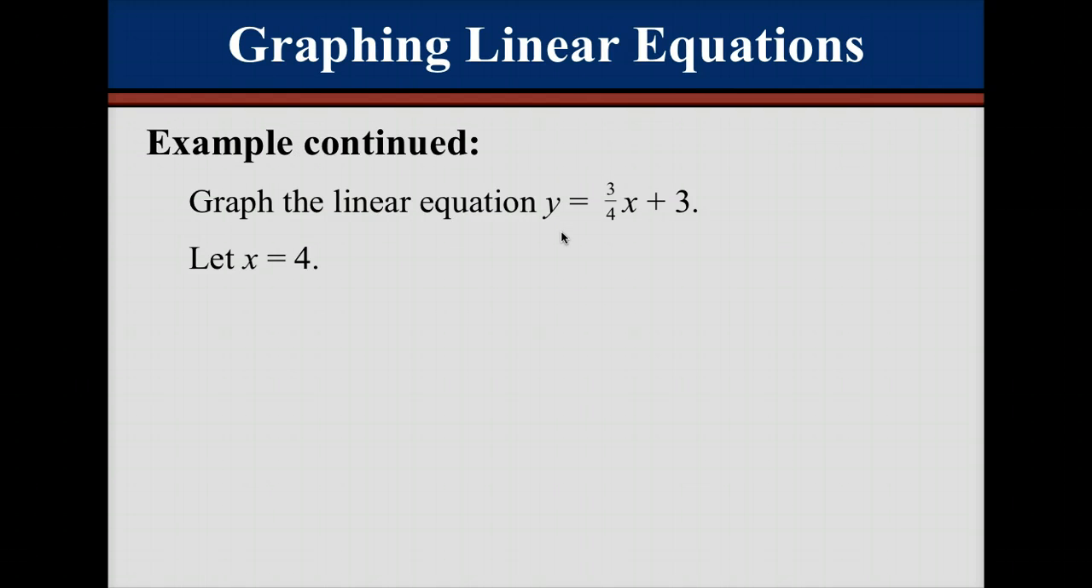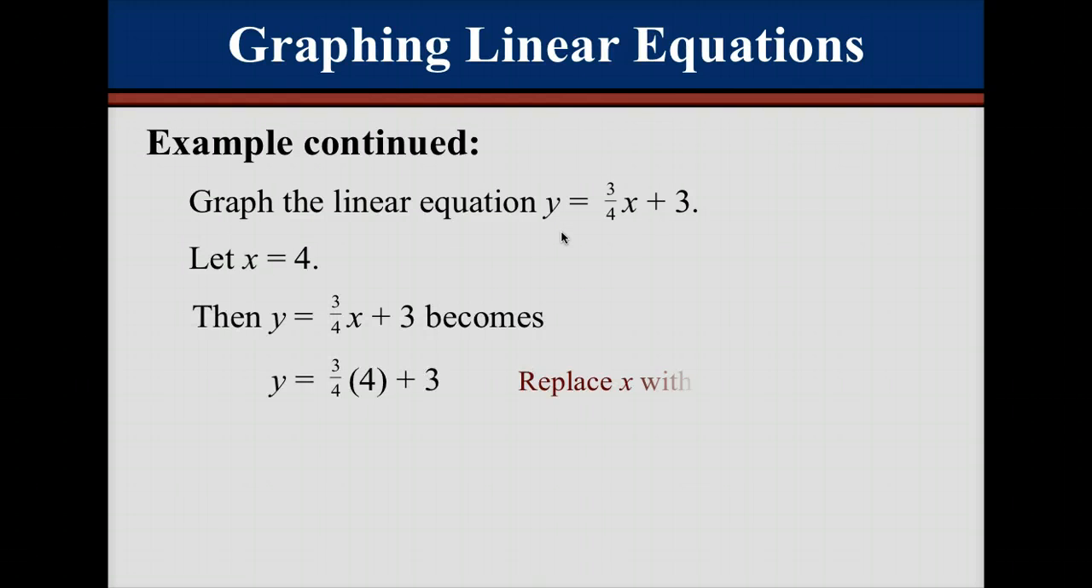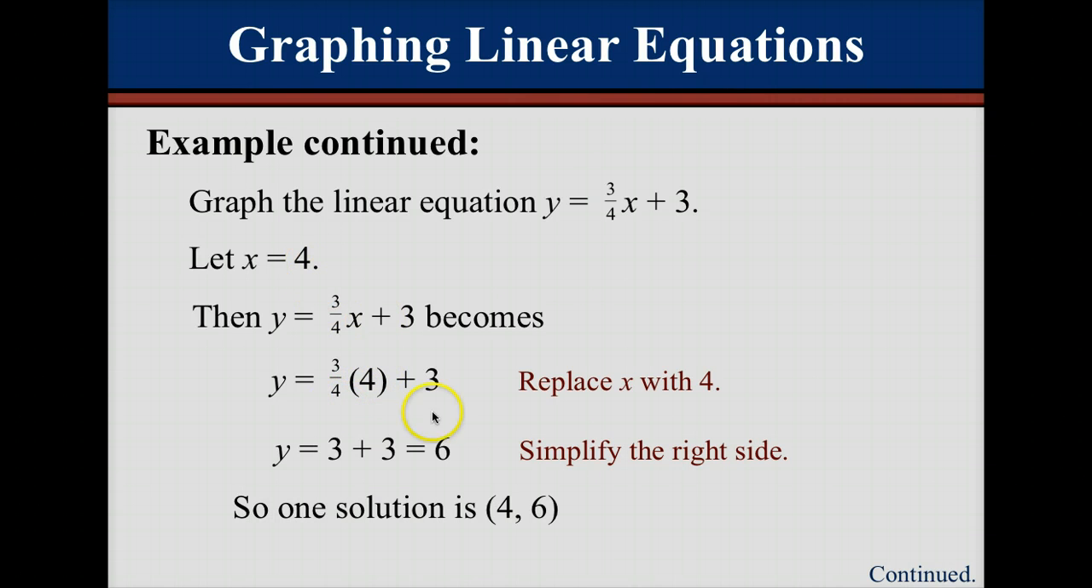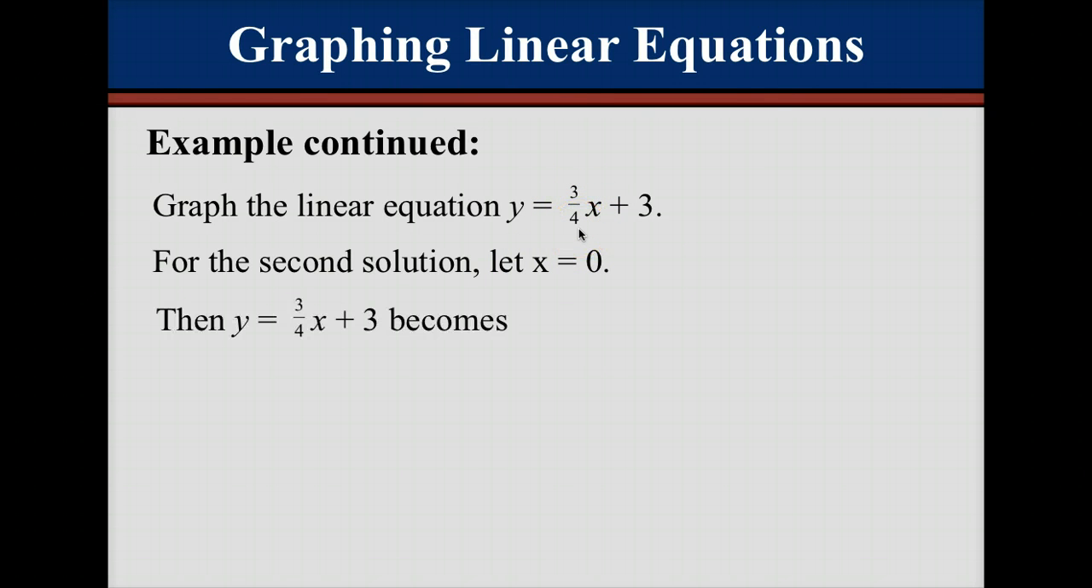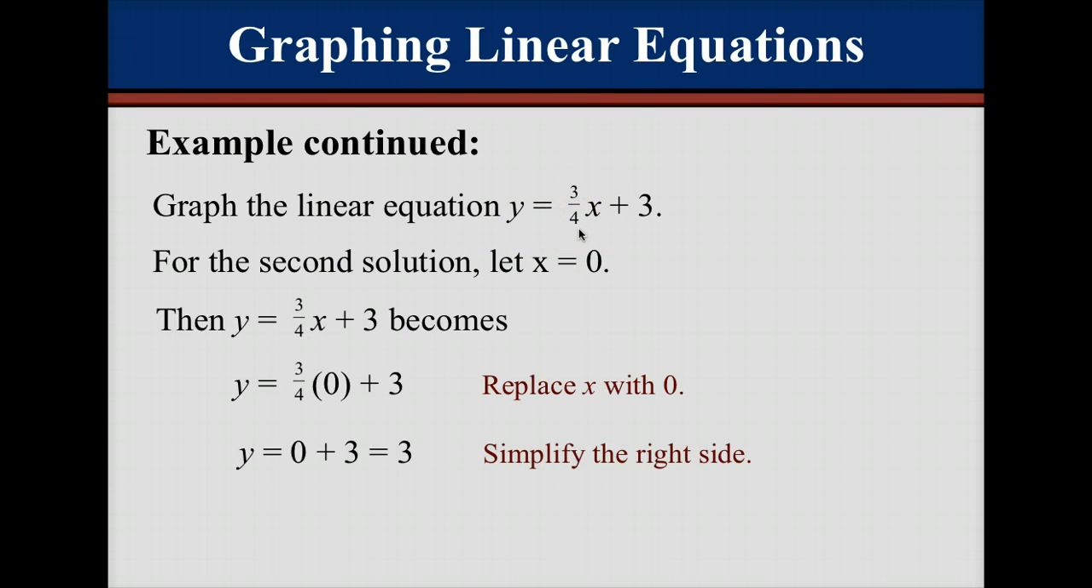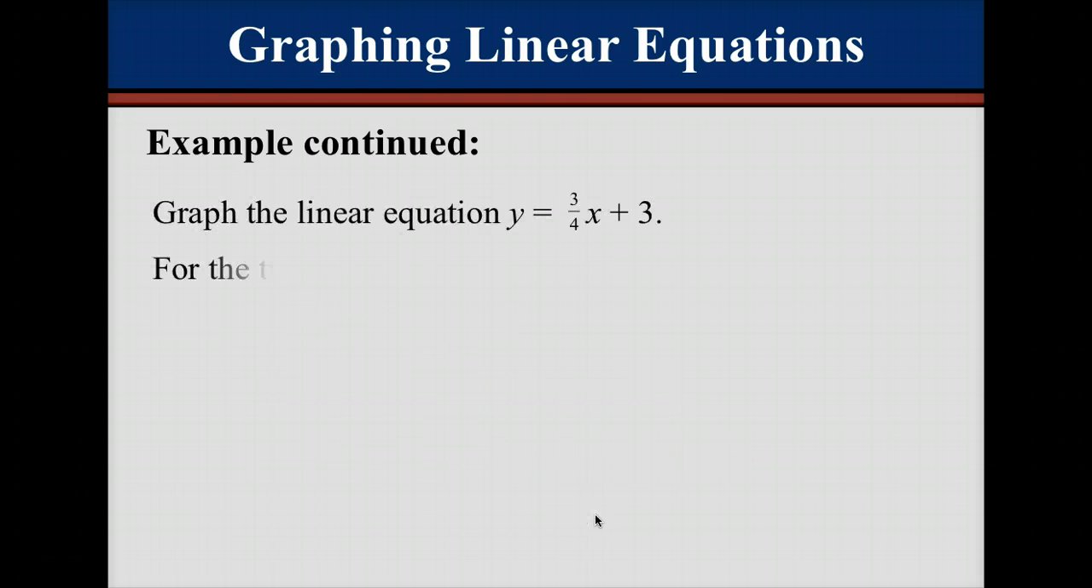So let's start with the number 4. When we substitute it in for x, notice the 4's will cancel out. We end up with 3 plus 3. So when x is 4, y is 6. Now let's let the second solution be 0. Again, we'll be eliminating that fraction when we let x be 0, because anything times 0 is 0, right? So when x is 0, y is 3. There's our second solution.